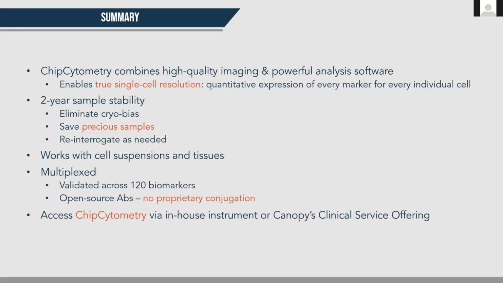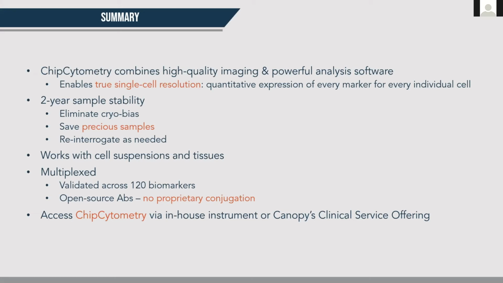So to summarize, ChipCytometry is a platform that combines really high quality imaging and powerful analysis software to enable true single cell resolution. We can quantitatively measure the expression of every single marker in your assay for each individual cell and maintain that spatial information of how they're spatially arranged. With the chip technology, we are able to validate up to 2 years of sample stability, which eliminates the problem of cryobias for clinical samples. It allows you to save and reinterrogate precious samples as you need.